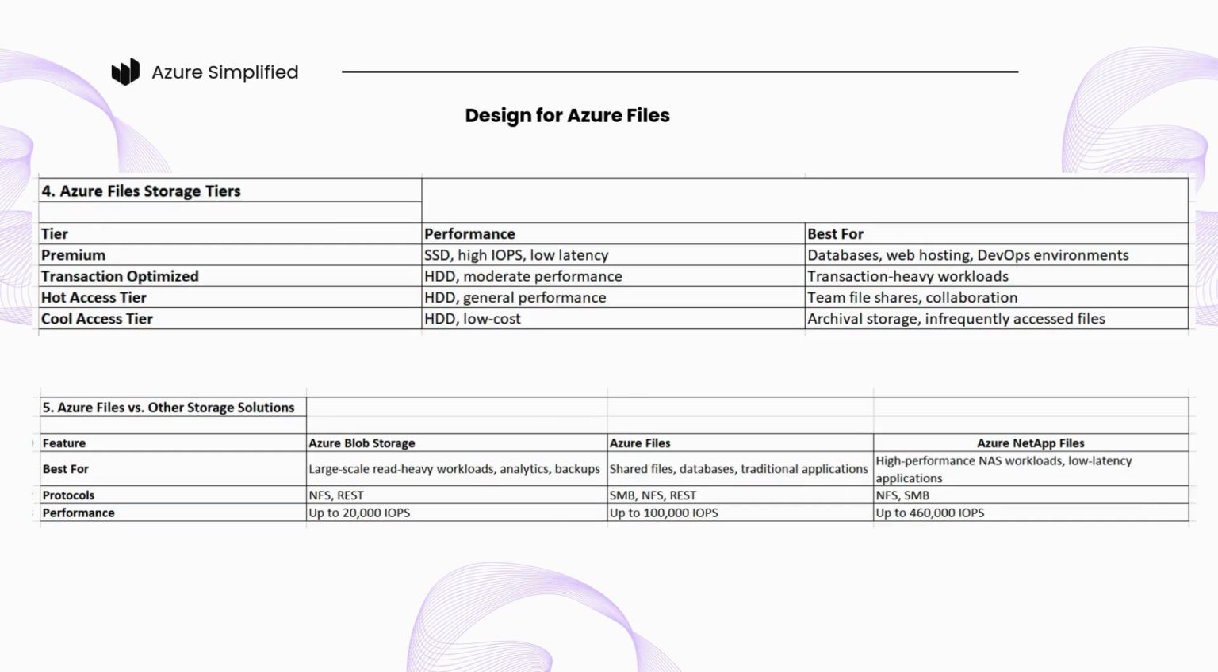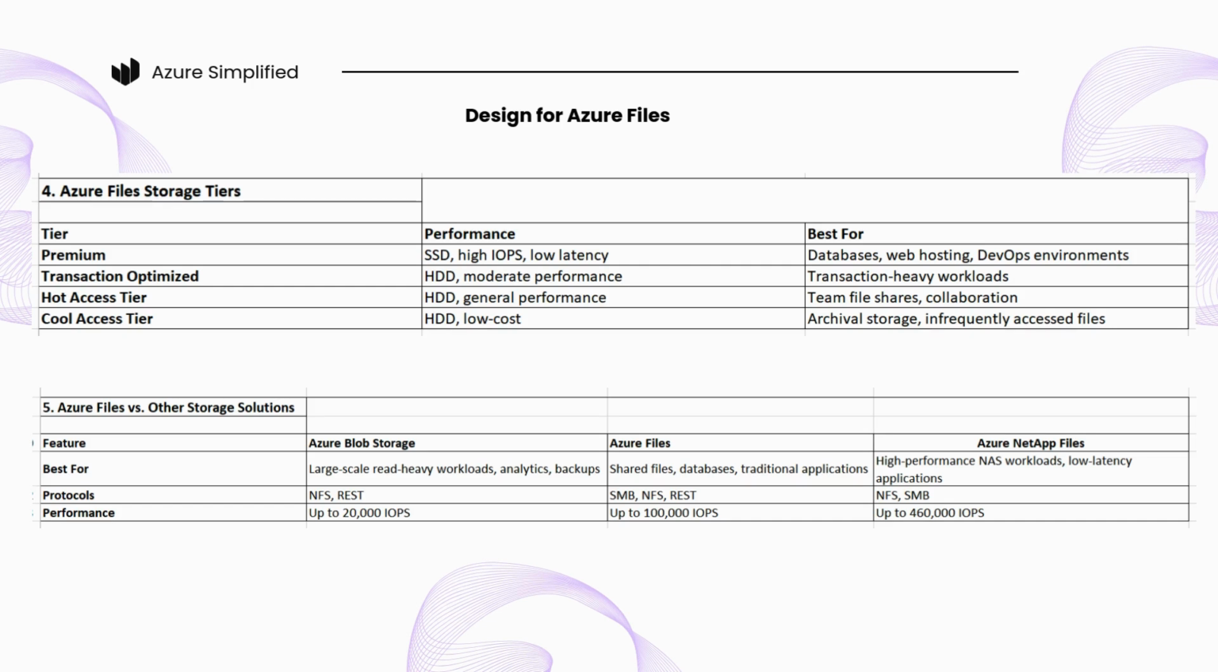4. Azure File Storage Tiers. Premium tier uses SSD storage, providing high IOPS and low latency. Suitable for performance-intensive workloads like databases, web hosting, and DevOps. Transaction-optimized tier uses HDD with moderate performance. Ideal for workloads with frequent read, write transactions, such as business applications.